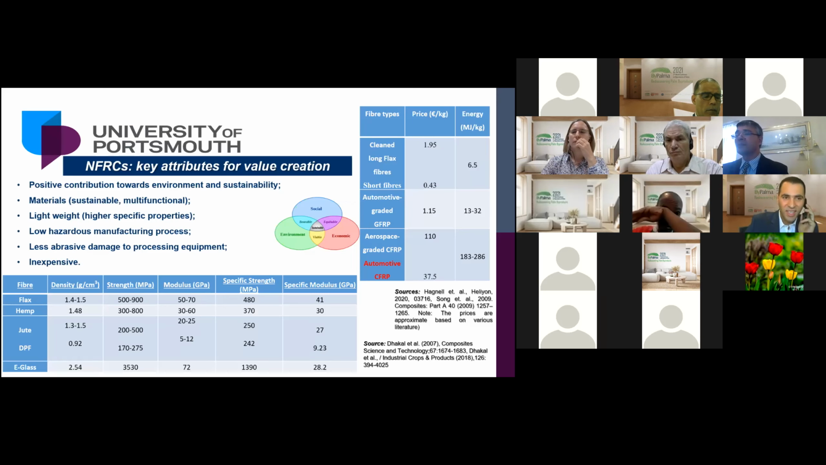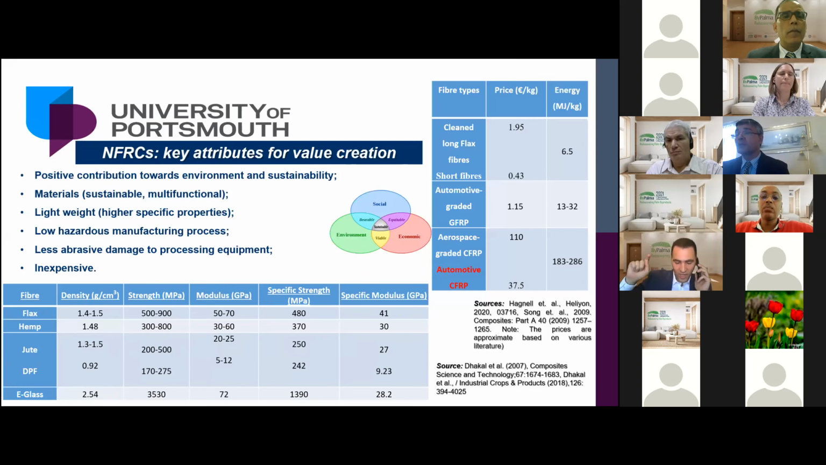If I move to the next slide, I'm not staying long here, but nonetheless the positive contribution towards the environment is the key attribute of natural fiber reinforced composites. These materials are sustainable and multifunctional. Sometimes we can get multifunctionality from natural fiber composite. They are lightweight and, as I mentioned, low hazardous. The interesting thing is in the table here: flax, hemp, jute, date palm fiber, and e-glass. We compare these commonly used natural fibers, flax, hemp, jute, kenaf and others. Looking at date palm fiber and e-glass, density is 1.14 to 1.5 for flax, whereas e-glass is 2.54.